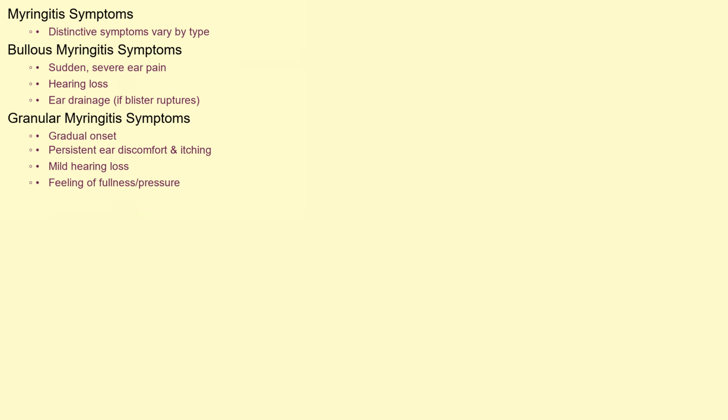The symptoms of myringitis can be quite distinctive. Bullous myringitis typically presents with sudden, severe ear pain. This pain may be accompanied by hearing loss and, in some cases, drainage from the ear, especially if a blister ruptures. Granular myringitis, on the other hand, may cause more gradual symptoms, including persistent ear discomfort, itching, and mild hearing loss. Patients might also describe a feeling of fullness or pressure in the ear.